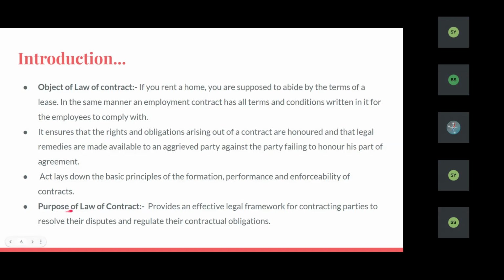Now, why do you think in 1872 the Britishers thought of coming up with a thing called law of contract? So here is the purpose. What was the purpose for them to bring the law of contracts into the picture? This law of contract provides an effective legal framework. It provides a good machinery for contracting parties to resolve their disputes.